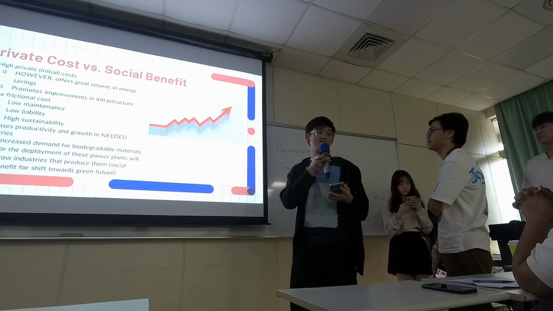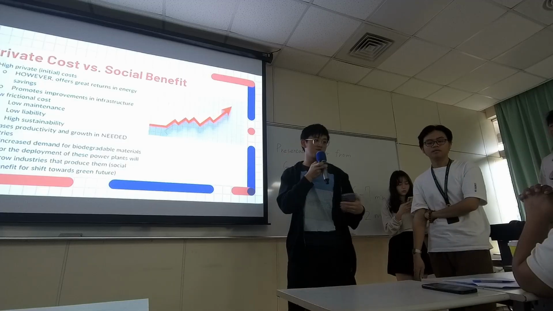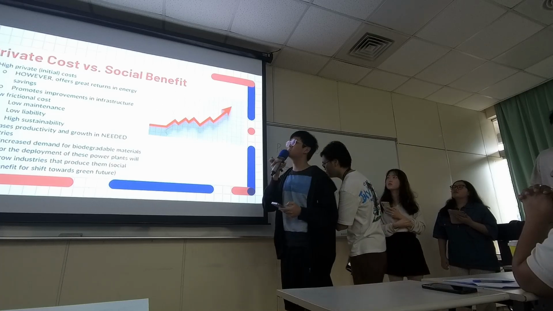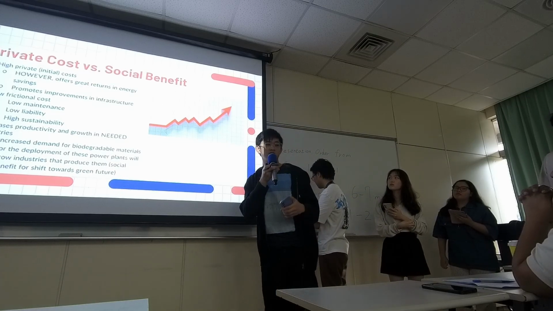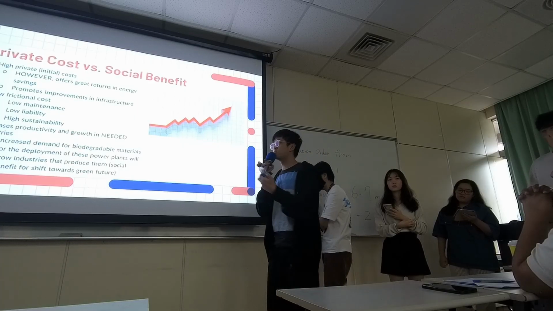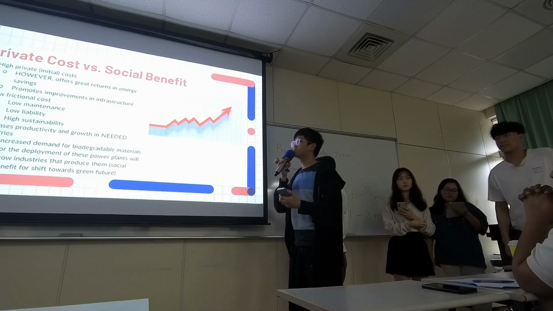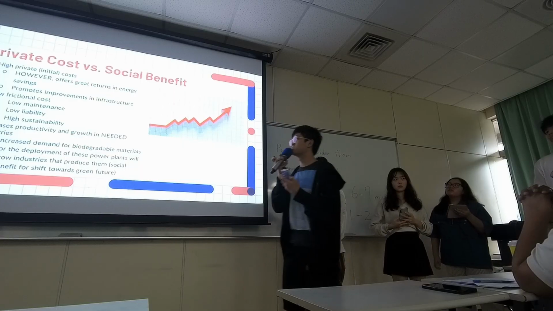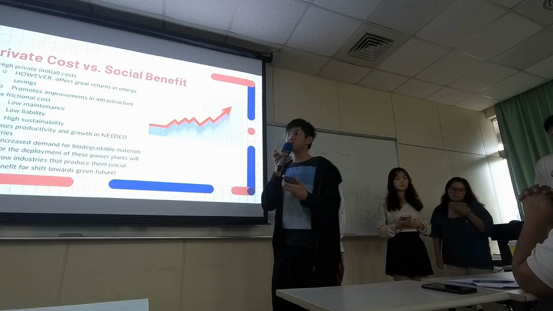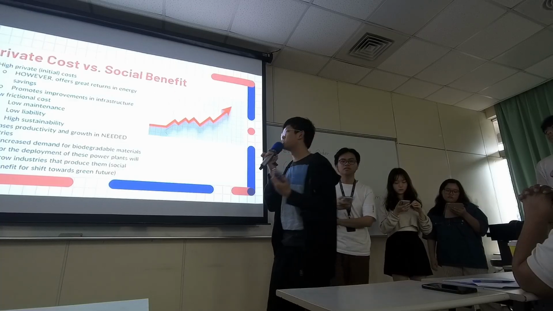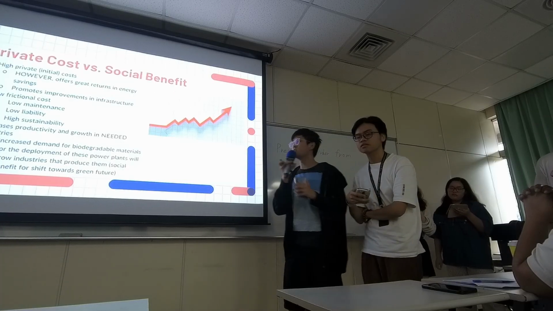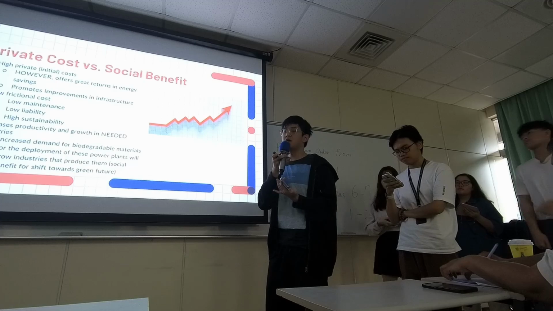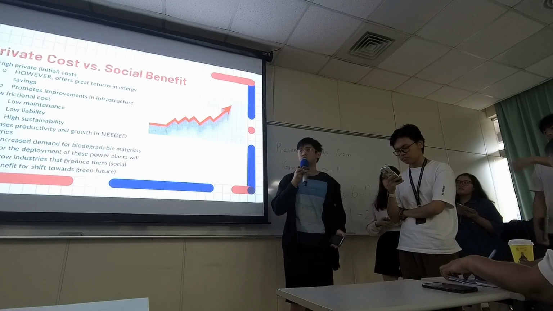This is one that was talked about last time. You gave us some feedback on the cost. Let's talk about private costs and social benefit, and the fact that there are high private costs here. The government has to invest in the infrastructure and the materials to make this, but we also have to talk about the great returns in energy savings, and low frictional costs, as in it's really easy to do maintenance on this, and it has low liability and high sustainability. It also increases productivity in needed industries, as in biodegradable materials will be demanded when they are produced, and this will help those industries grow.